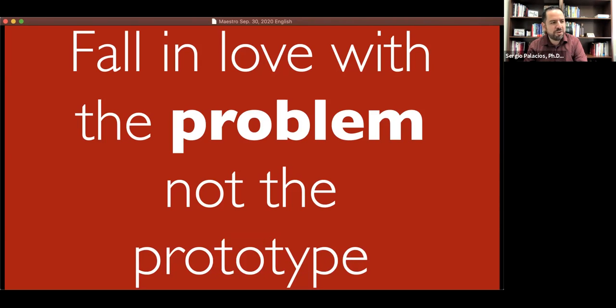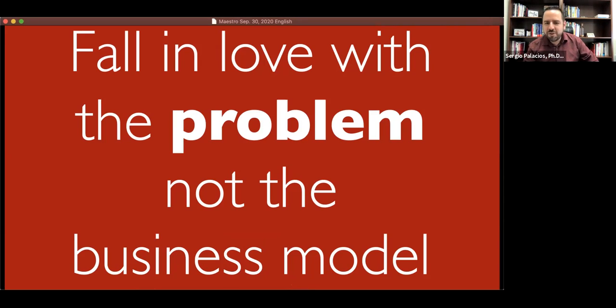Don't fall in love with the prototype either. We talk about pieces of paper. This looks like a kindergarten or elementary classroom, I guess. We use Play-Doh to develop quick, rapid prototypes so we can show them to people. But also, don't fall in love with your prototype. Be okay with change. Don't fall in love with your business model.